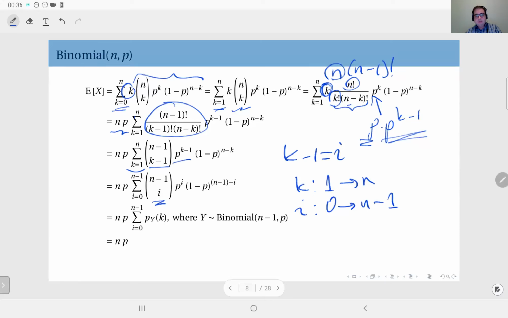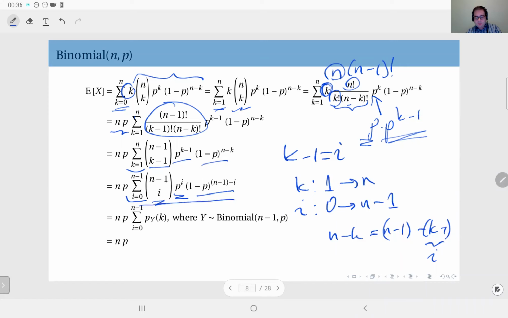And p to the power k minus 1 will be p to the power i, and this will be 1 minus p to the power n minus 1 minus i, because n minus k is n minus 1 minus k minus 1, and this is i. And of course the summation limits are from 0 up to n minus 1 in this case. Now at this point you have to recognize this as a PMF.